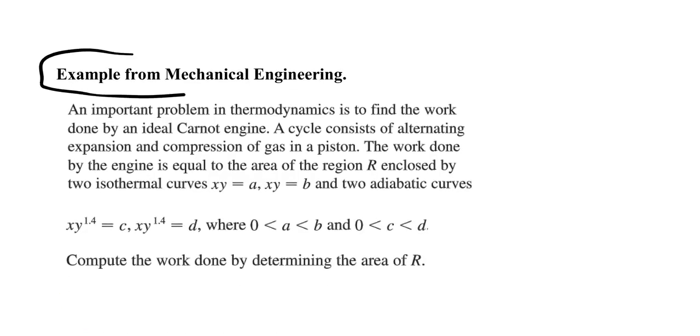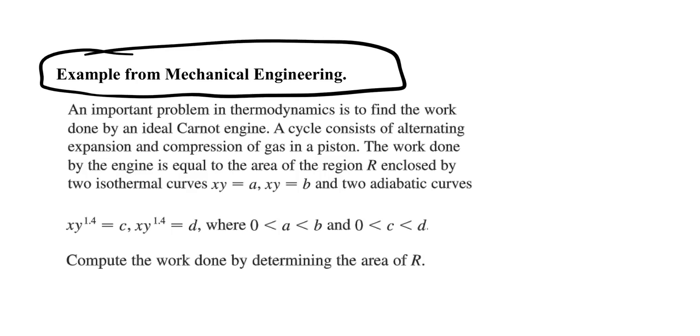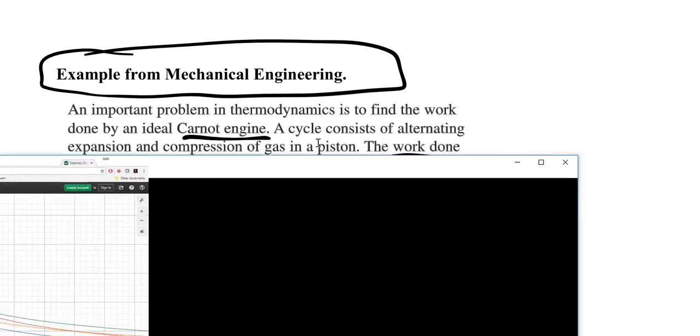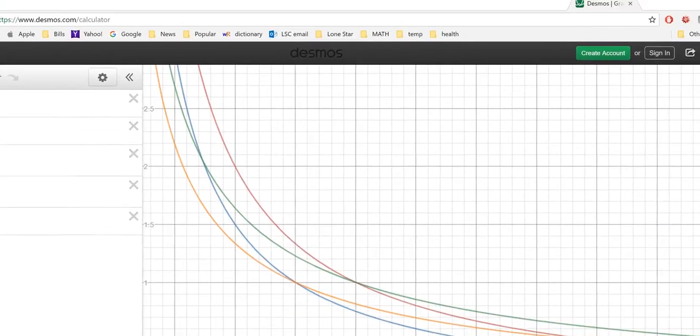So this is from mechanical engineering, and it deals with the work done by a Carnot engine. And what we have to do is find the area of these four graphs. We have to find that area, and that will be the work done by the Carnot engine. So what I've done is I have actually graphed some examples of this on Desmos, which is a pretty good site.